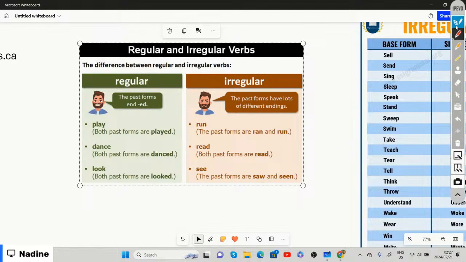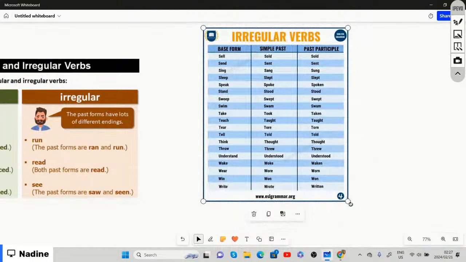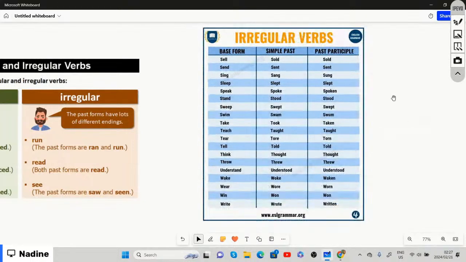And then if we look at the irregular verbs, this is just an example. There we have a few irregular verbs. Today I sell something. Yesterday I sold something. Today I send a message. I sent a message. I sing today. Yesterday I sang. I sleep now. Earlier on I slept.